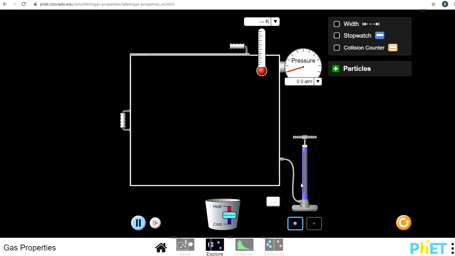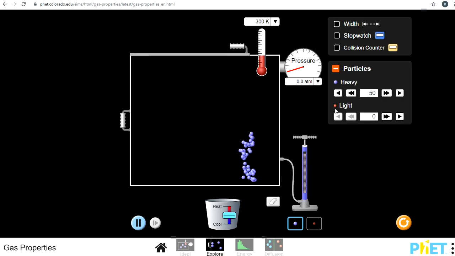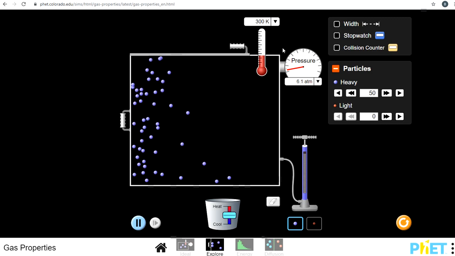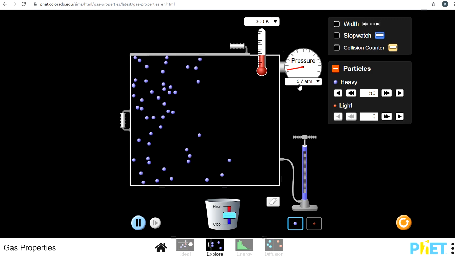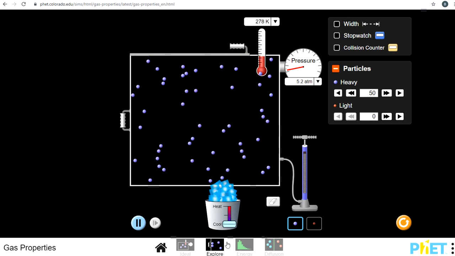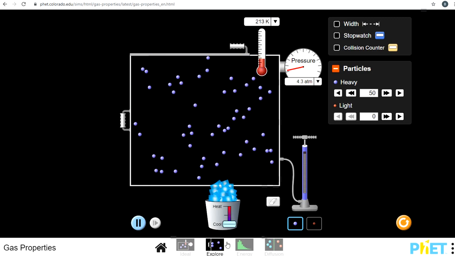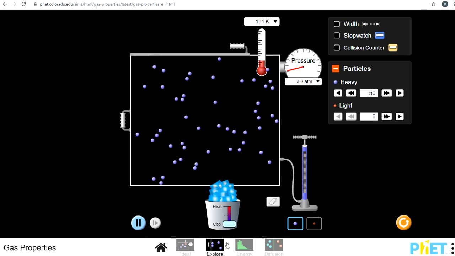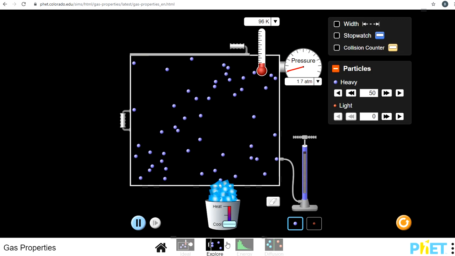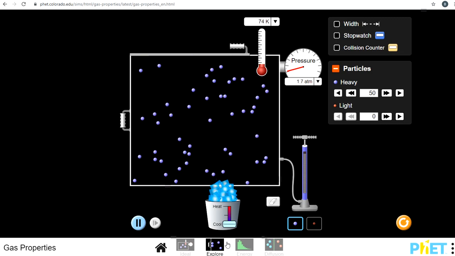So we can use a PhET model for this one. So I'm going to increase the temperature. I'm going to throw in 50 molecules. So my 50 molecules at 300 Kelvin are at about 6 atmospheres. I'm going to keep the volume the same, and I'm just going to cool this thing down and see what happens to the pressure. So as our temperature drops, our pressure drops.